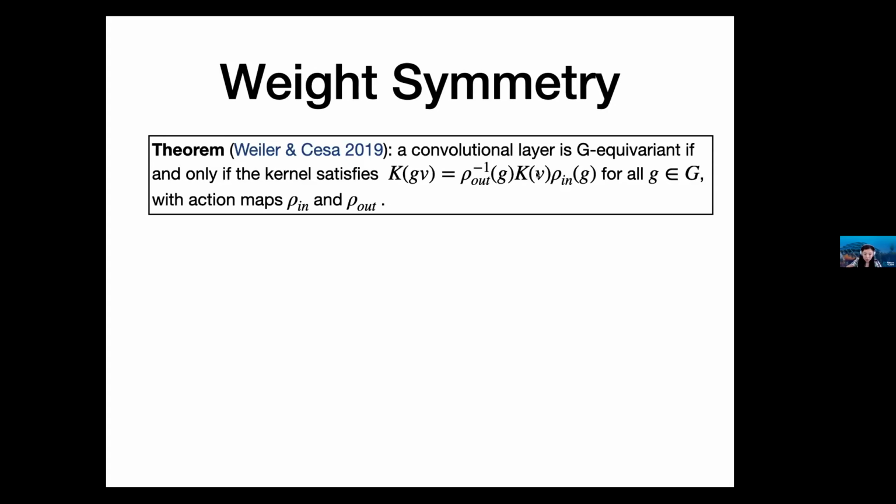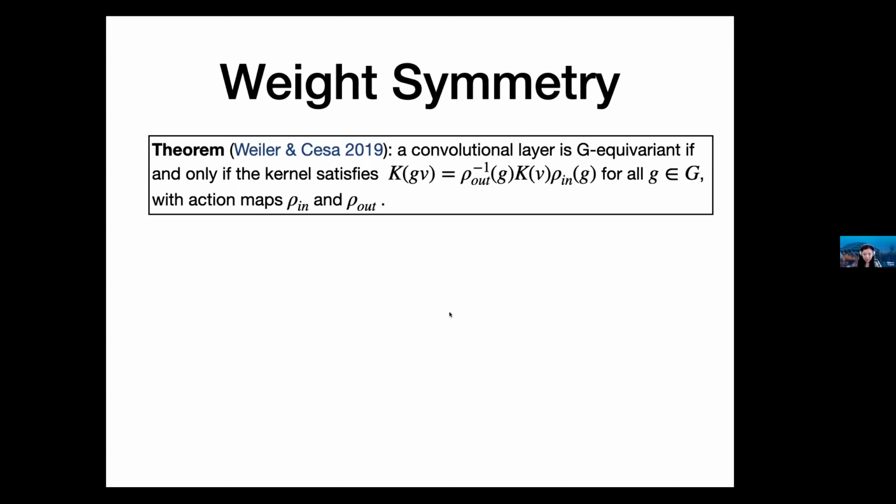So if I have a kernel in a convolutional layer, then the group representation has to satisfy the conjugation, which is the inverse operation of the group multiplied on the left, and the group representation multiplied on the right. It will satisfy this equation. So if the input and output map satisfy this equation, then the convolution layer is G-equivariant.